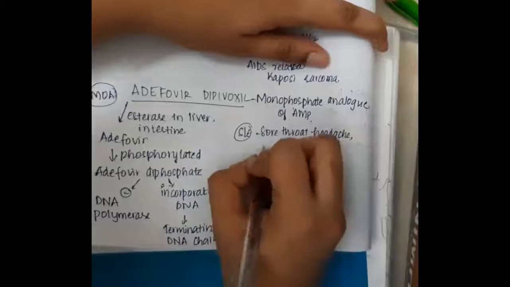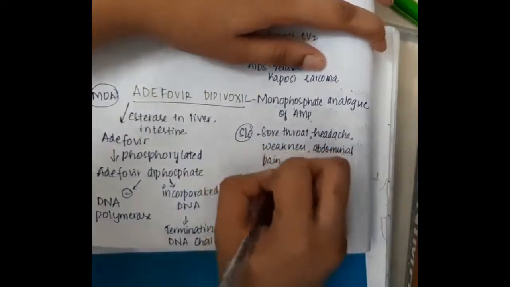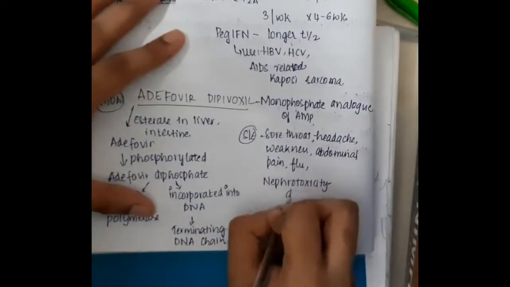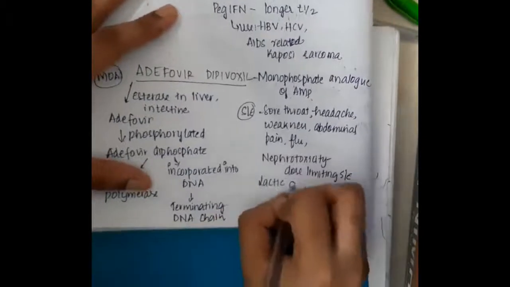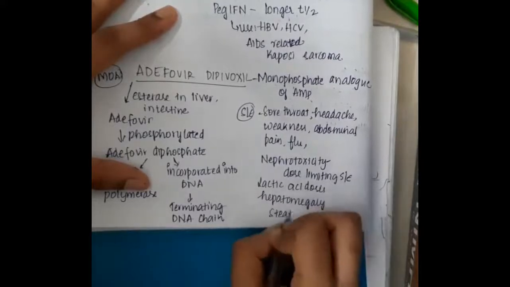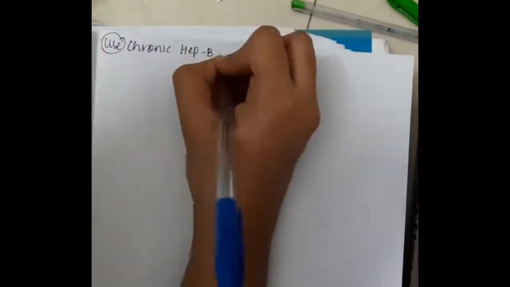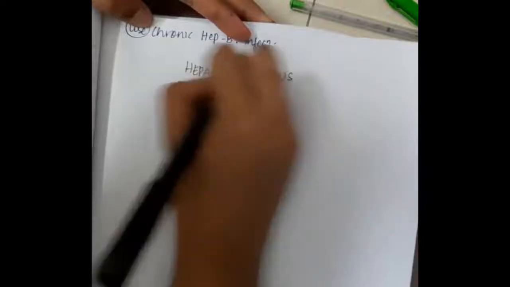If you see the side effects, adefovir dipivoxil causes sore throat, headache, weakness, abdominal pain and flu. It causes nephrotoxicity, which is the dose limiting side effect. It also causes lactic acidosis, hepatomegaly and steatosis. The uses are for chronic hepatitis B infection. Then we have hepatitis C virus.